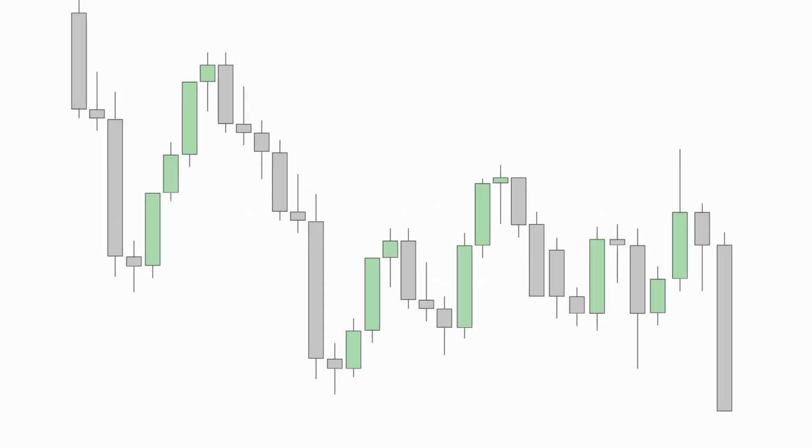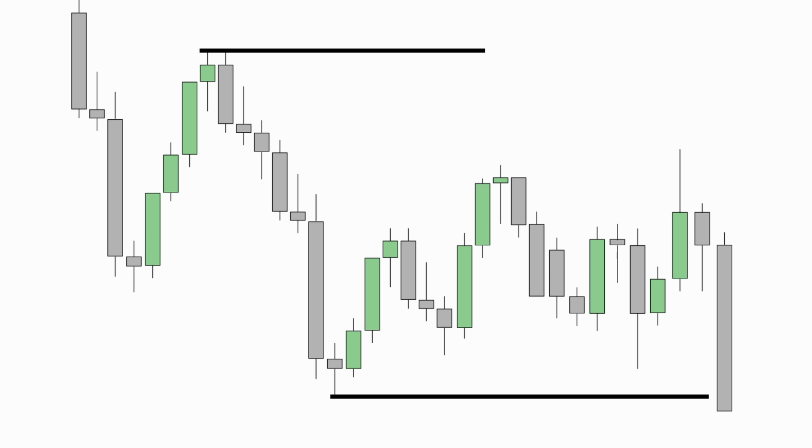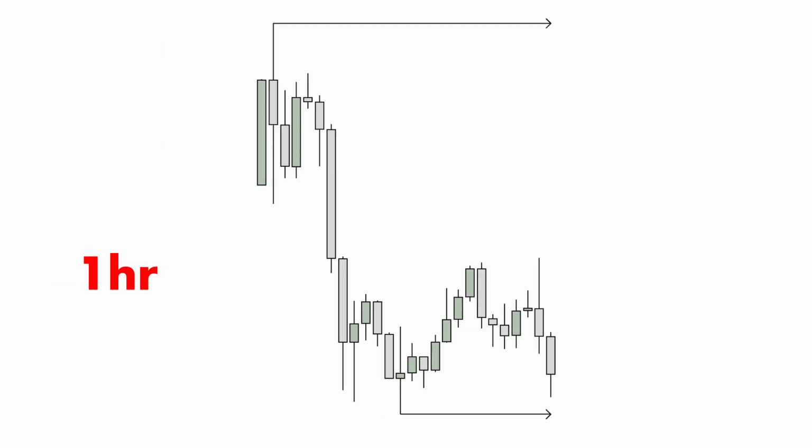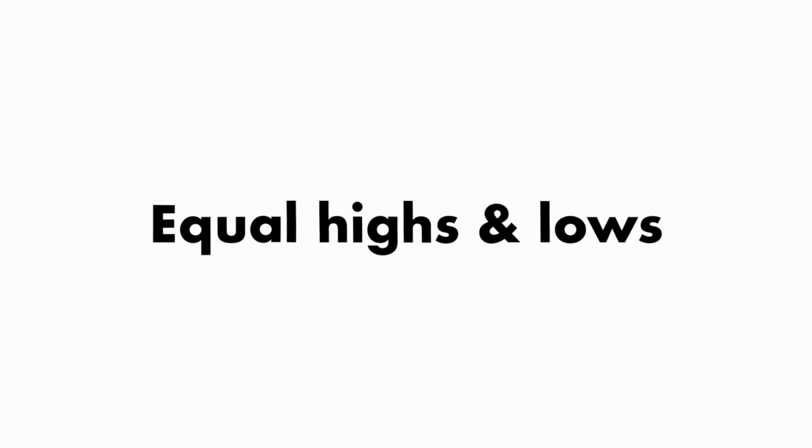Internal range liquidity is the liquidity that builds up inside a range, not at its outer highs or lows. It forms when day traders or scalpers place stops above minor highs and below minor lows. For example, what looks like internal liquidity on a 5-minute chart might actually be part of a larger dealing range on the 1-hour chart. Smart money uses this multi-time frame setup to collect liquidity before moving price in the real direction.